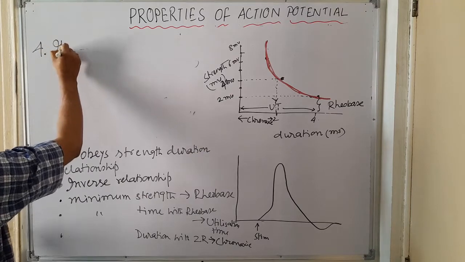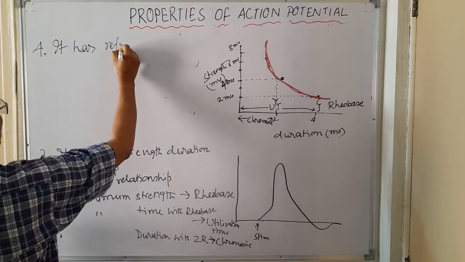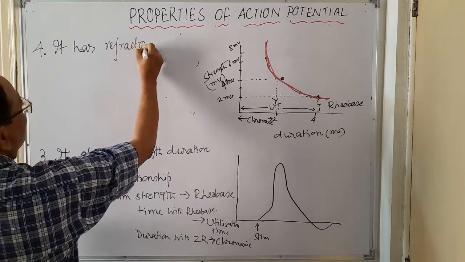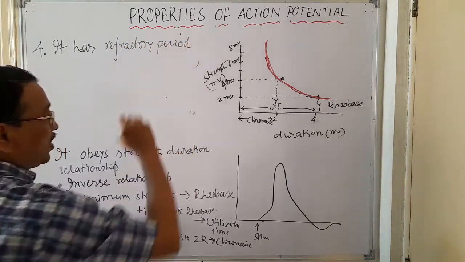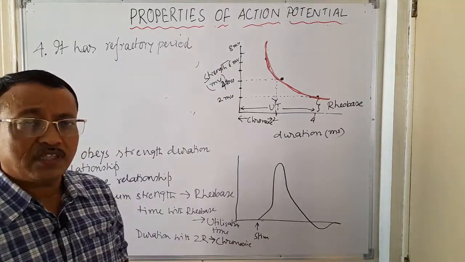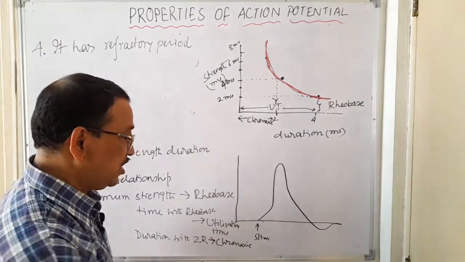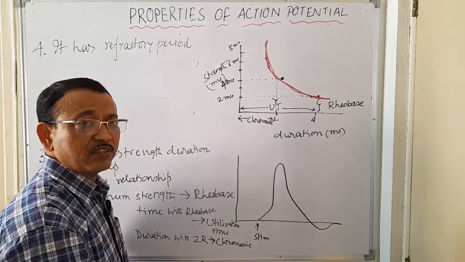So it has a refractory period. So what is the refractory period? Refractory period means, here in this graph you see, as I applied a stimulus, an action potential is generated.